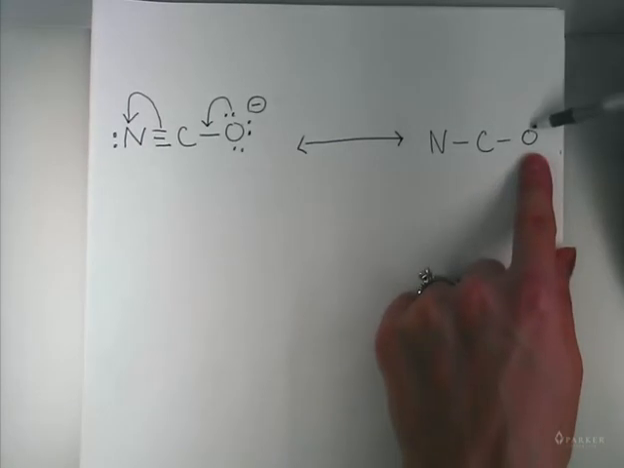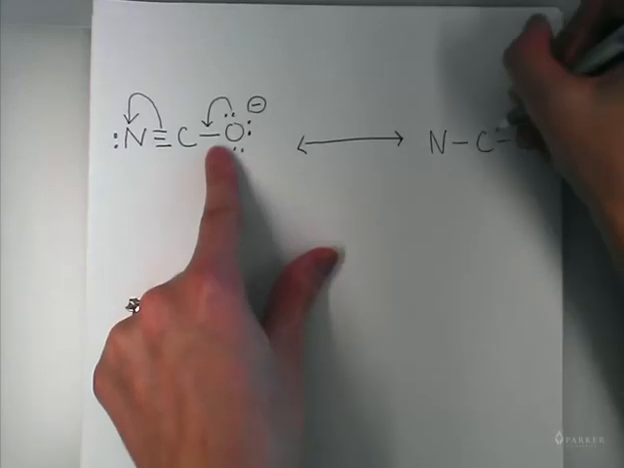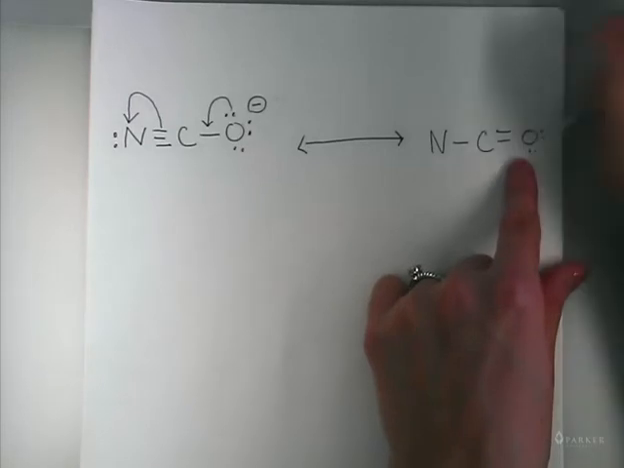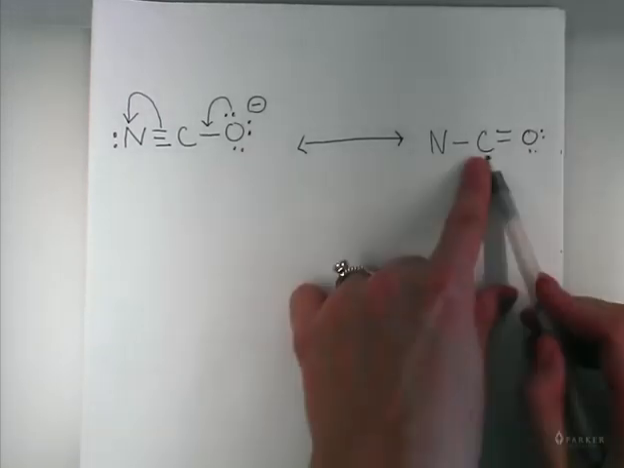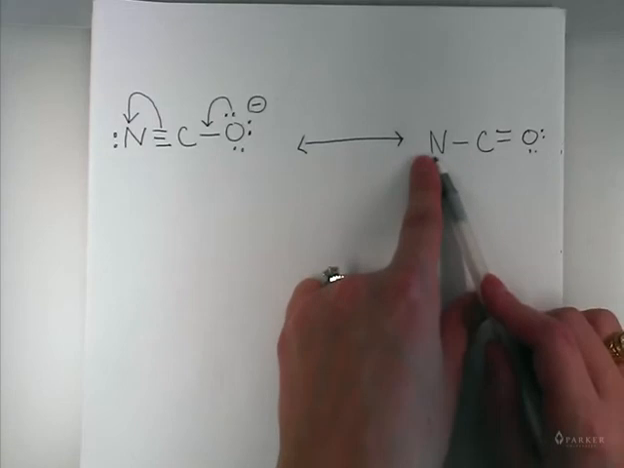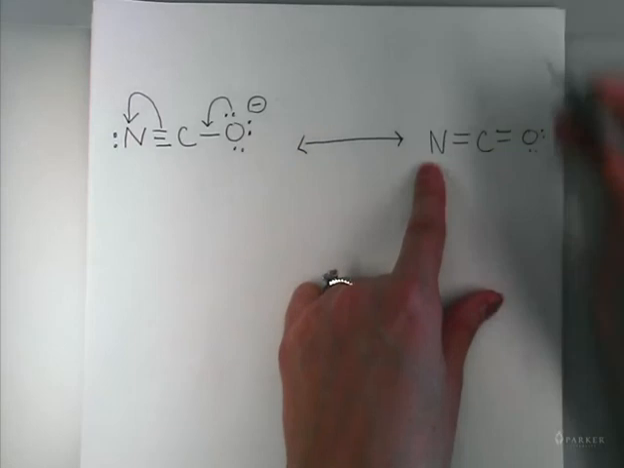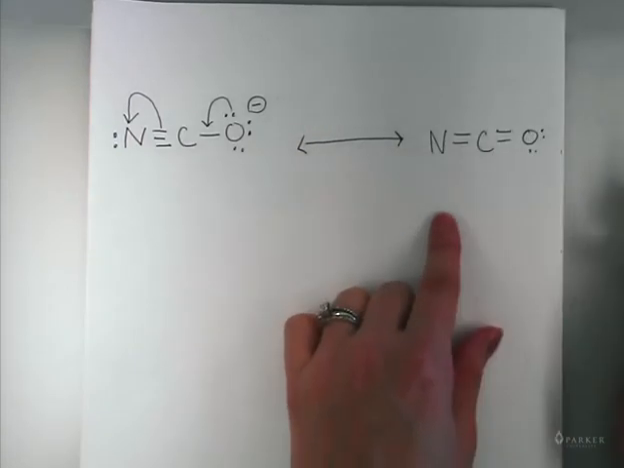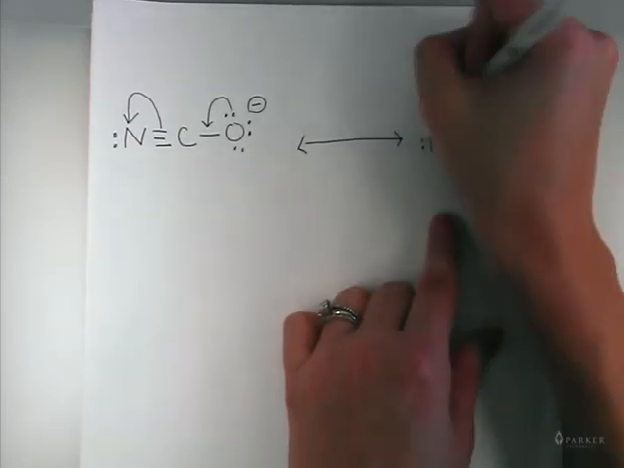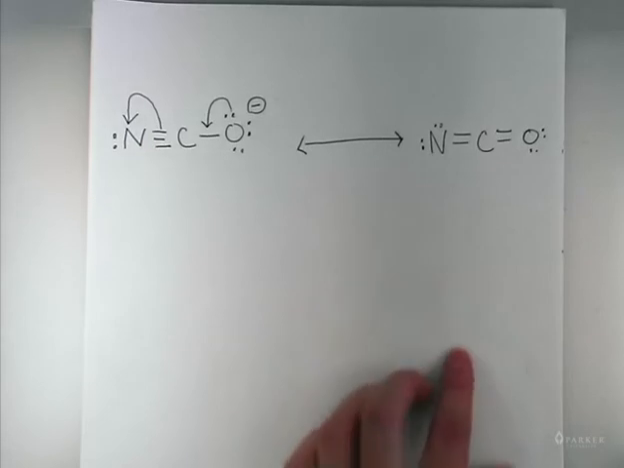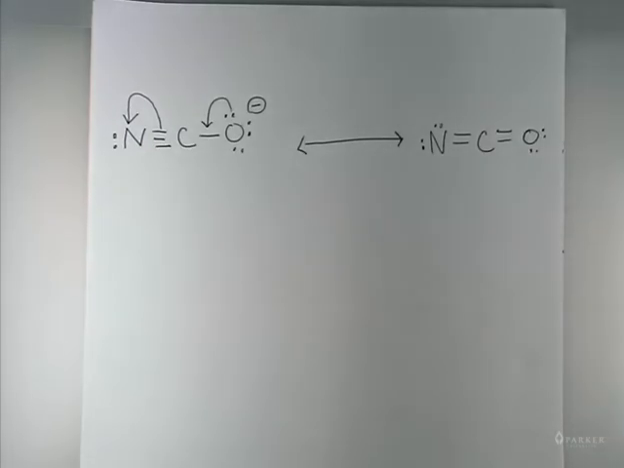Now oxygen, how is it bonded to carbon? How many? 2 bonds. And how many lone pairs on this? 2. Okay, now carbon to nitrogen, how many bonds there? 2. And how many lone pairs on nitrogen? 2. Okay, now let's check our formal charges.